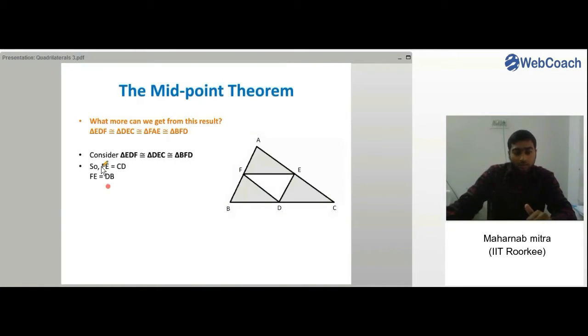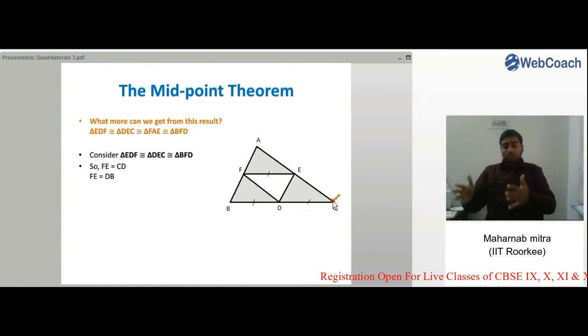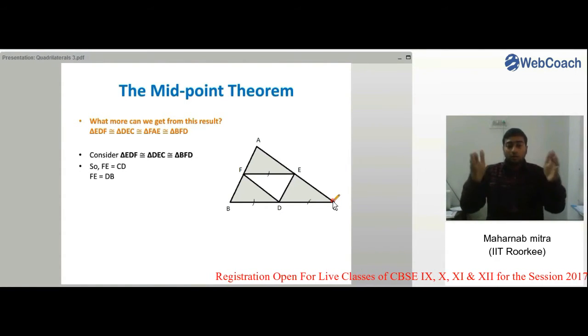So you can see FE must equal CD from this parallelogram, right? Because the opposite sides are equal and parallel. Also let us consider this parallelogram. FE must also be equal to DB, right? So can you see one thing? If this side measures something, the entire side BC measures twice of that. It consists of 2 equal parts, right? Each measures the same as the one part which is joining the midpoints.